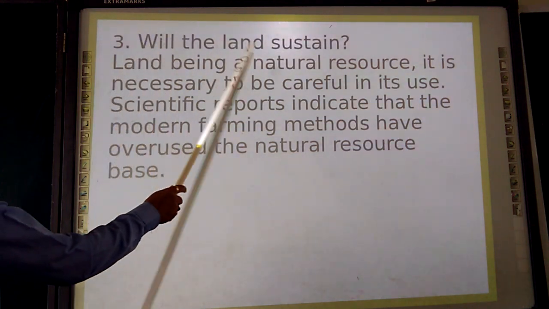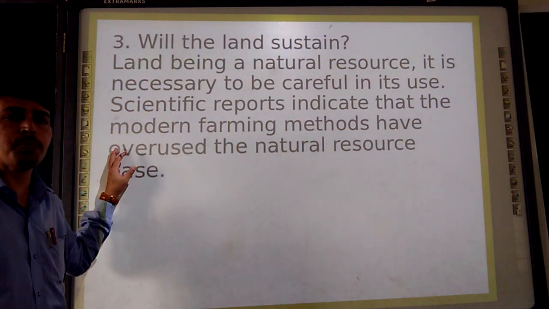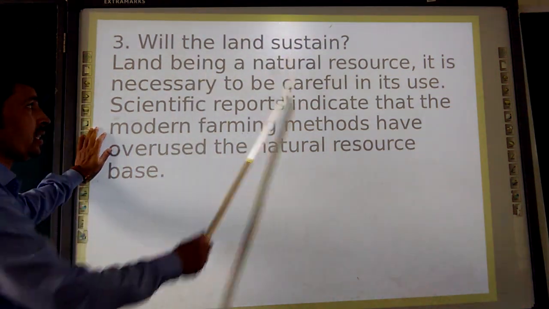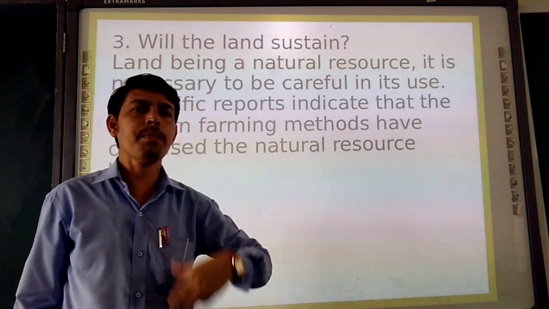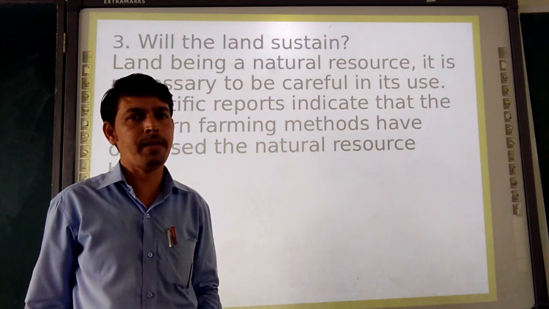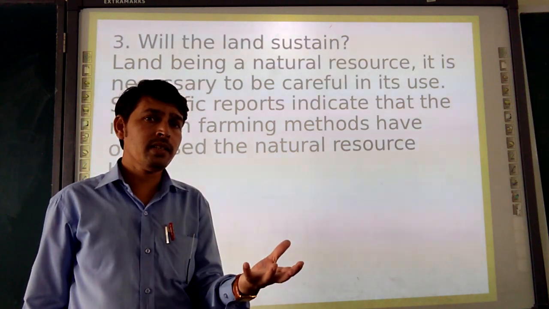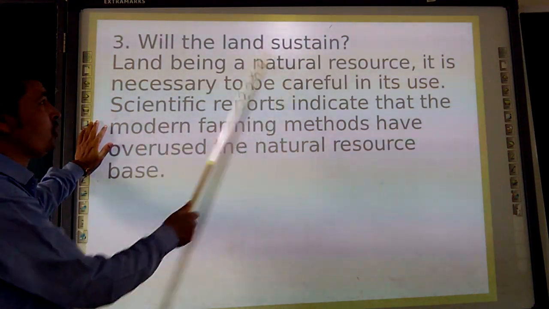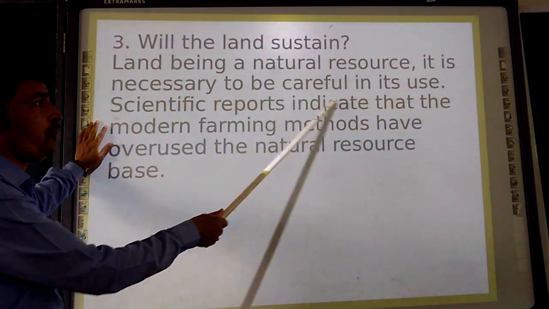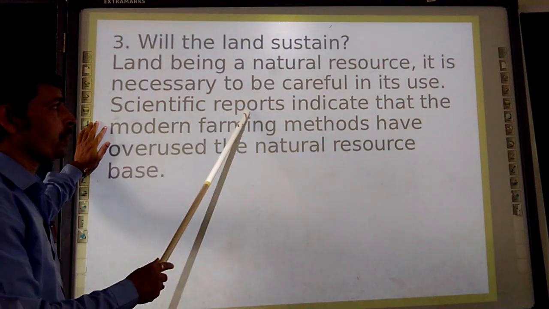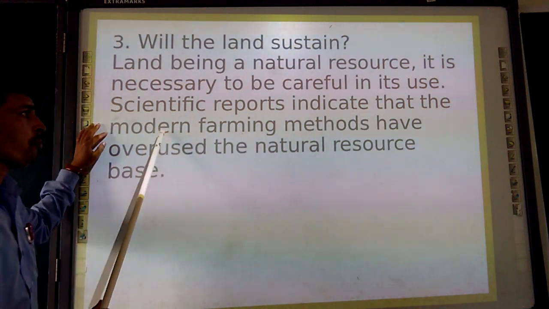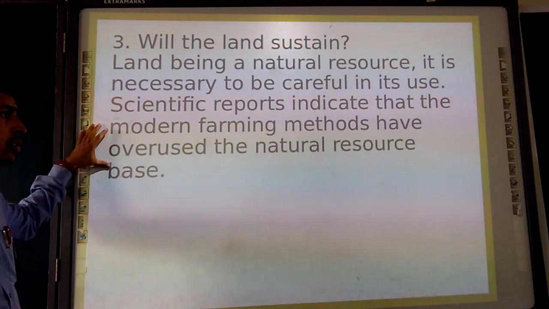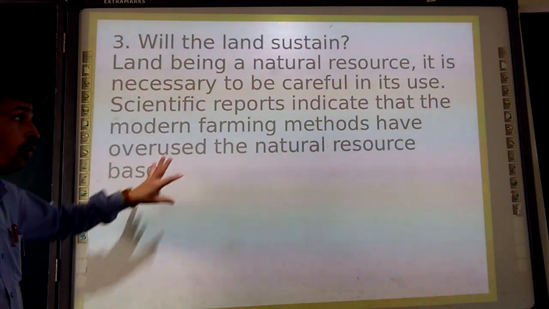Then, will the land sustain? This is the third topic, about farming in the village Palampur. Will the land sustain after continuously and repeatedly using modern farming methods? It's a question. Please see, land being a natural resource, it is necessary to be careful in its use. Scientific reports indicate that modern farming methods have overused the natural resource base. Overused.